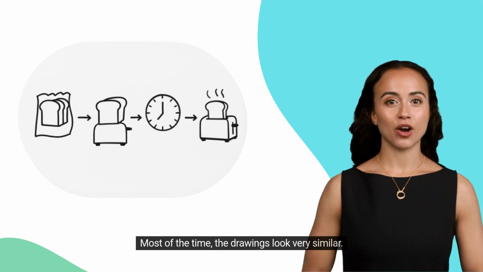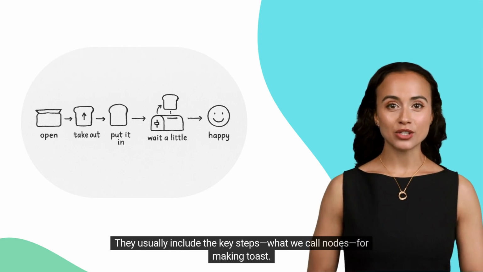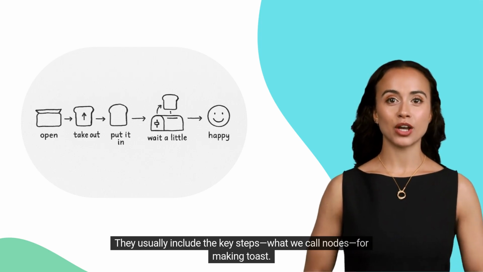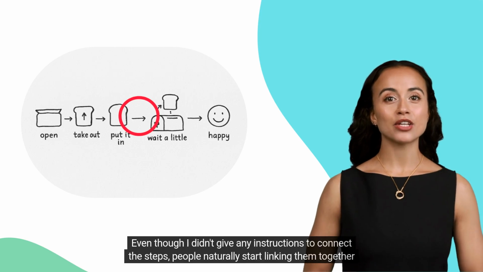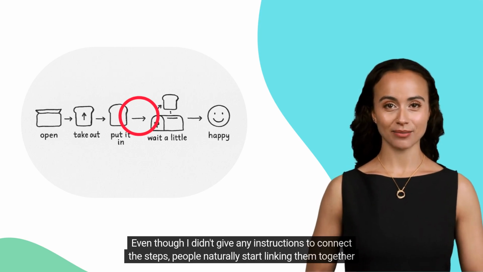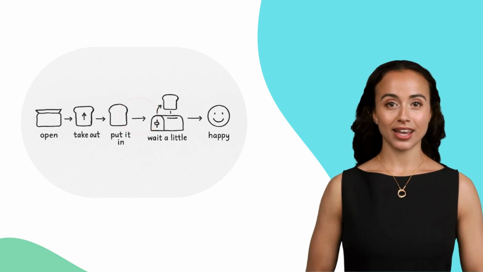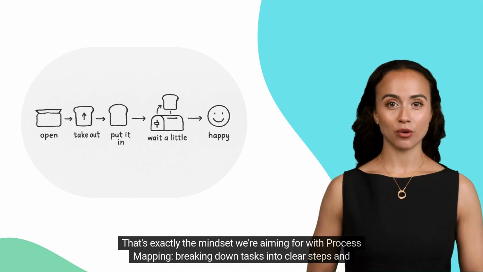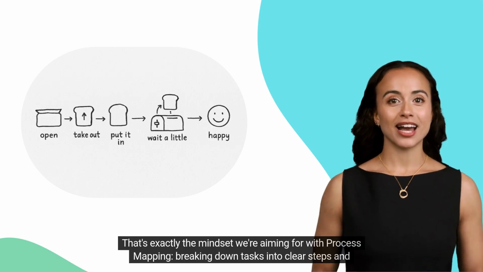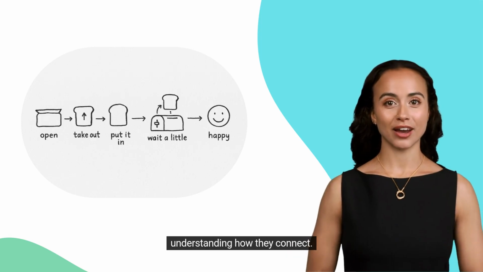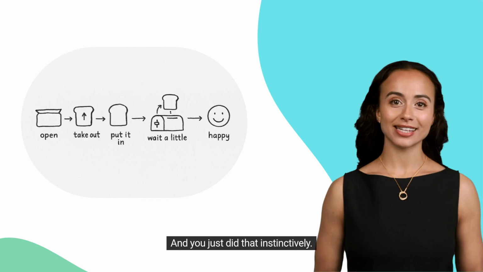Most of the time, the drawings look very similar. They usually include the key steps, what we call nodes, for making toast. Even though I didn't give any instructions to connect the steps, people naturally start linking them together to show the flow of the process. That's exactly the mindset we're aiming for with process mapping, breaking down tasks into clear steps and understanding how they connect. And you just did that instinctively.